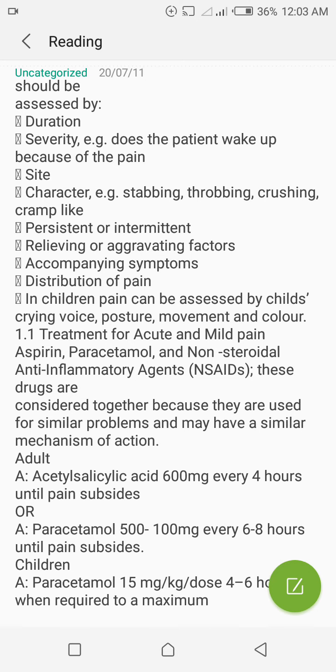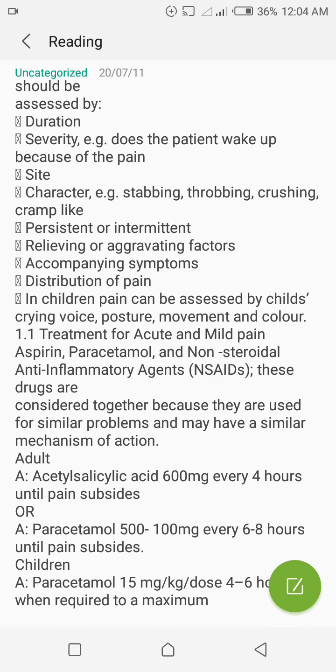In children, pain can be assessed by the child's crying voice, posture, movement, and color. You identify how the baby or child is posturing. Does the baby only posture on the right side? When you change the baby to sleep prone, maybe on his back, does he feel pain? If you try to move his limbs, like his legs, does he feel pain? So you can identify pain in children through that.